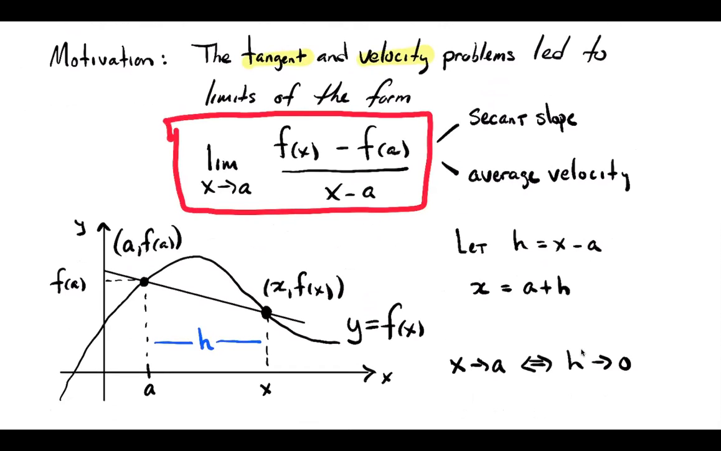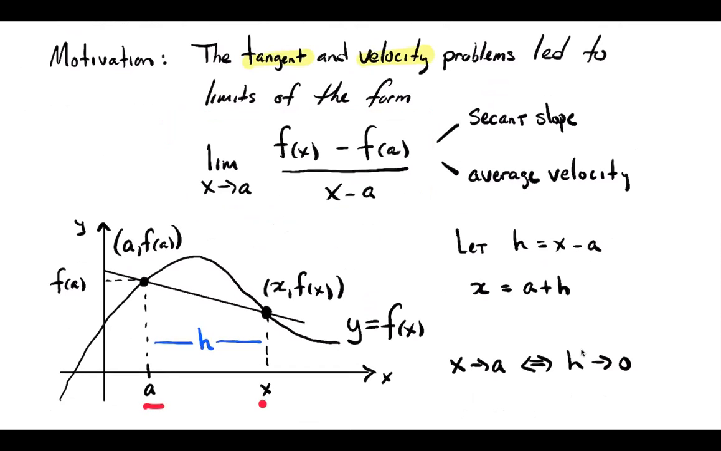Both problems led us to consider limits where we looked at a change in the output of the function. So we have 2 values, a and x. I'm going to use this graph to kind of walk us through this definition, or this limit. So I've got a graph, y equals f of x. Maybe it's just some graph. Maybe it's the position function of an object. I've got a point on it, a comma f of a. And then I look at the so-called secant slope.